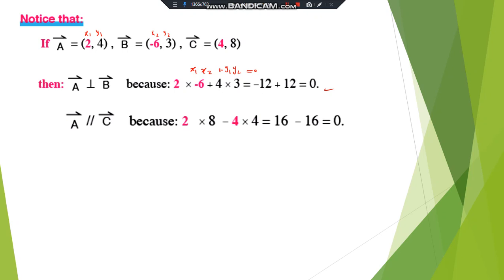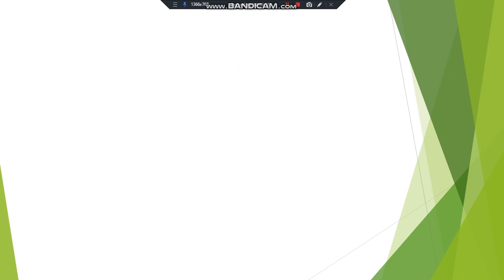And we have vector A is parallel to vector C, because we have 2 multiplied by 8, which is the extremes, 2 times 8, minus 4 multiplied by 4, so 16 minus 16 equals 0. So we have product of extremes minus product of means equals 0. Then the two vectors are parallel. And we have vector B and vector C are perpendicular, as we said. Negative 6 times 4 plus 3 times 8 equals negative 24 plus 24, which is equal to 0. So vector B and vector C are perpendicular.